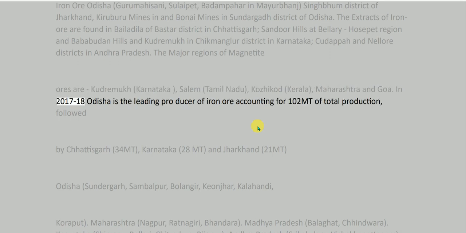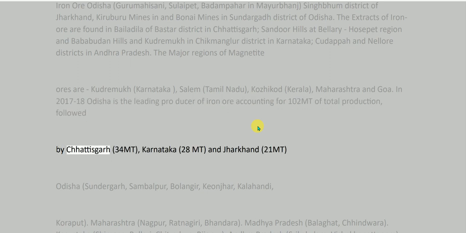In 2017-18 Odisha is the leading producer of iron ore accounting for 102 metric ton of total production, followed by Chhattisgarh, 34 metric ton, Karnataka, 28 metric ton, and Jharkhand, 21 metric ton.